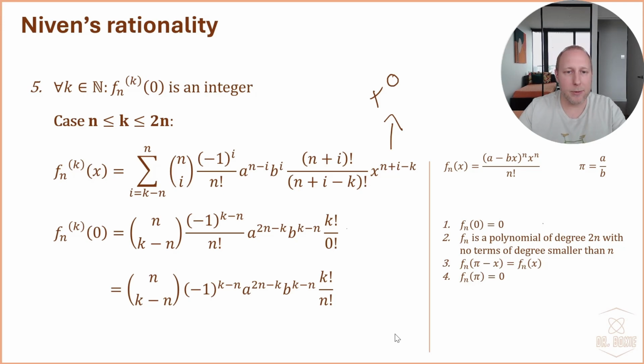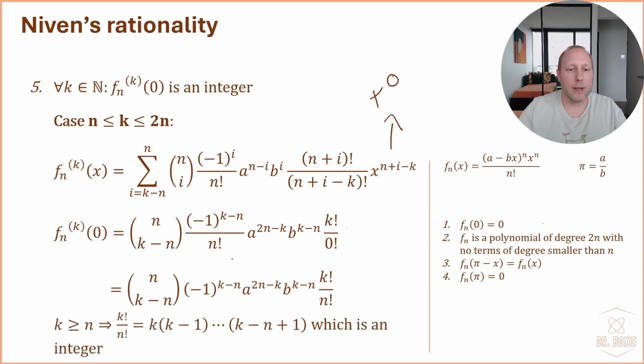The reason is we are considering the case here where k is larger than or equal to n. But therefore, k factorial divided by n factorial can be written as k times k minus 1 times k minus 2, etc., all the way to k minus n plus 1, and all the terms after that are cancelled out by the n factorial in the denominator. And so we're left with this multiplication here, but all of these are integers, which means that k factorial over n factorial, because k is larger than or equal to n, is itself also an integer. That concludes the proof that the kth derivative of fn at 0 is an integer no matter what k is.